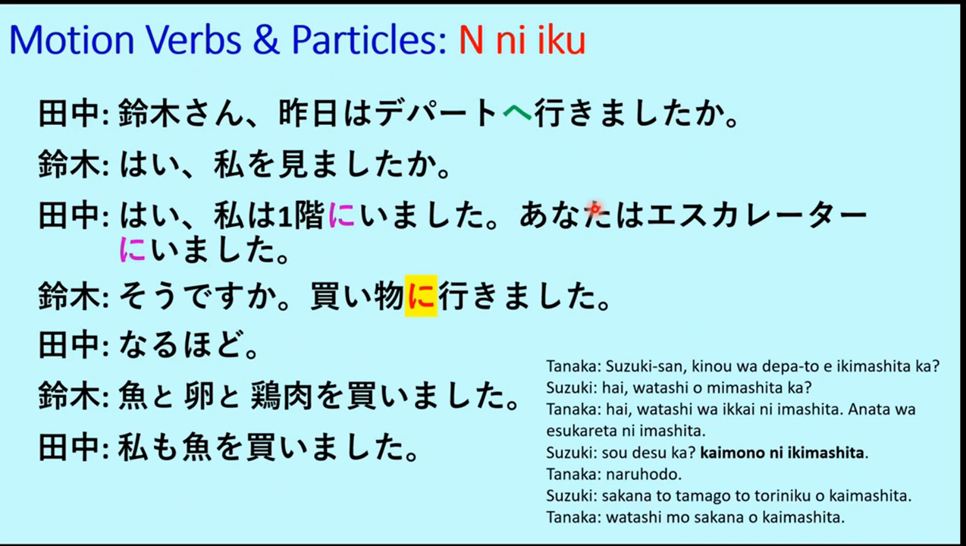Now let's look at a simple conversation involving this ni particle, so that it will be clear and also you will have a practice of conversation. This is a conversation between Tanaka-san and Suzuki-san. As you can see here from these kanjis, this is Tanaka and this is Suzuki. So Suzuki-san and Tanaka-san have met somewhere and they are in a conversation. Let's see what they are talking about.